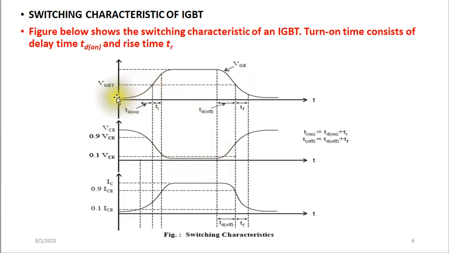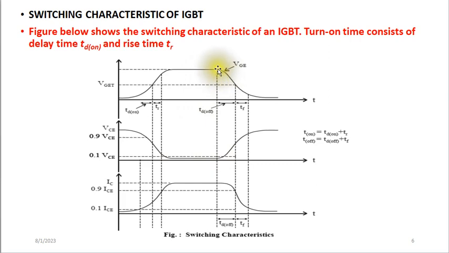So the time it will take from 0 to reach that minimum is what we call our turn-on delay, and from there to reach 90% of the maximum value is what we call the rise time. So after that, we reach the maximum value and it will remain steady, and in that state you find that your VCE will remain very small, because when it is conducting, the voltage between the emitter and the collector is very small. We don't need much.